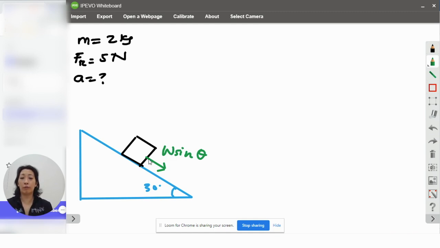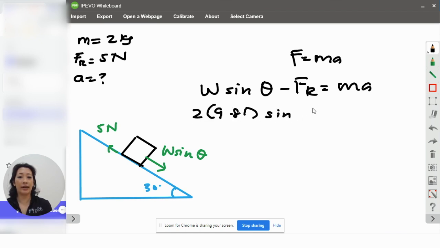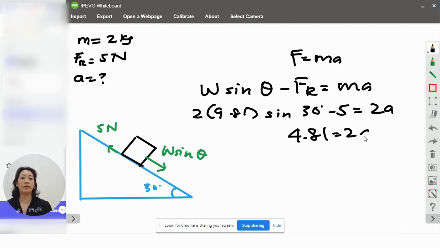Now, assume that it's going downwards. So the friction here is 5 Newton. So to solve this, you would use F equals MA, where F is your resultant force. So you'll have W sine theta minus friction equals to MA, where FR is the friction. So W is what? Your mass, right? So mass is 2 times G 9.81 sine 30 degrees minus 5 equals to 2A. Using your calculator, you would get 4.81 equals to A.